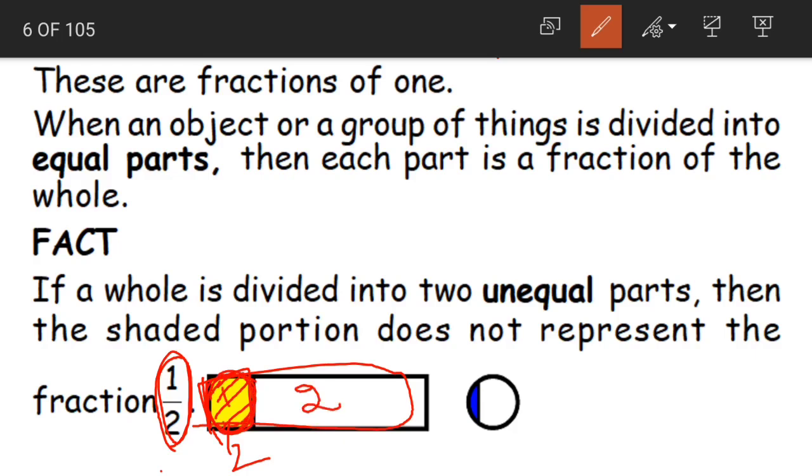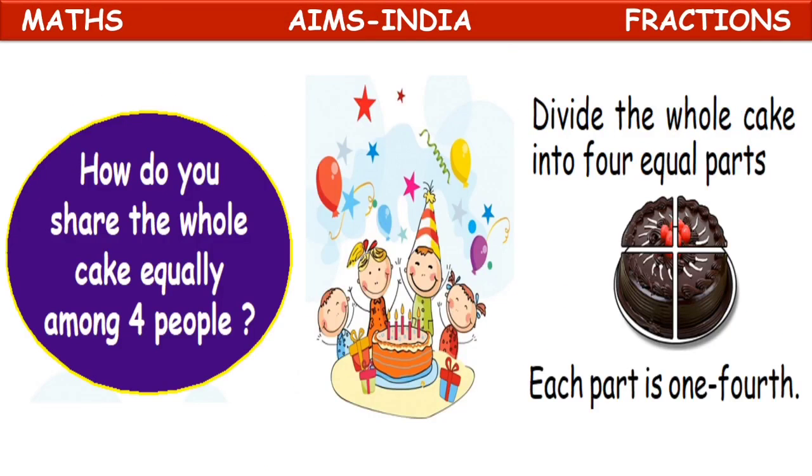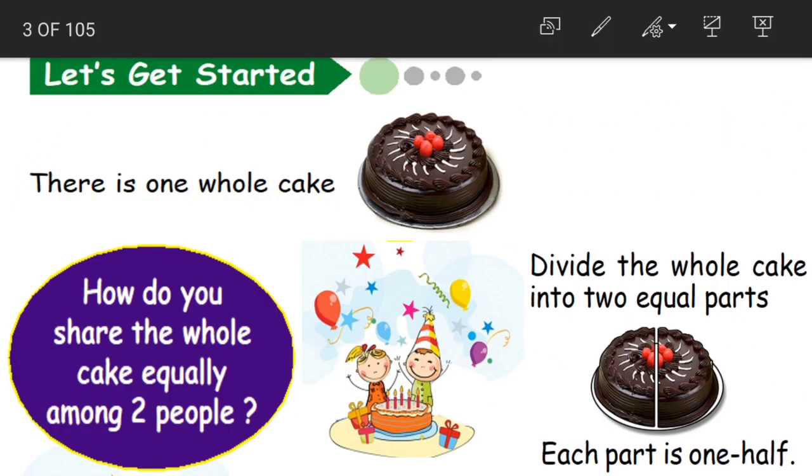Now this is only one part. But as this shaded part is very small and both the parts are not equal, we cannot call it 1 half, 1 by 2. But here, as the cake was divided into equal two parts, this becomes 1 by 2 and this becomes 1 by 2. That means, let me write with a lighter ink so that you can see.